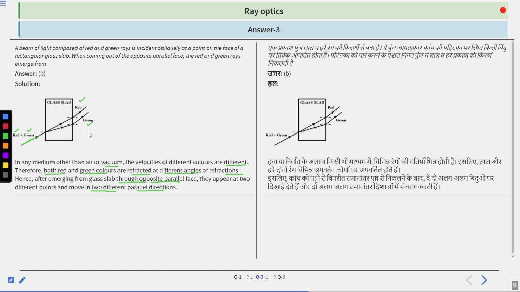So the main reason is that red and green colors have different velocities, or we can say different wavelengths. So the correct option is option B. Option B is correct. Clear?